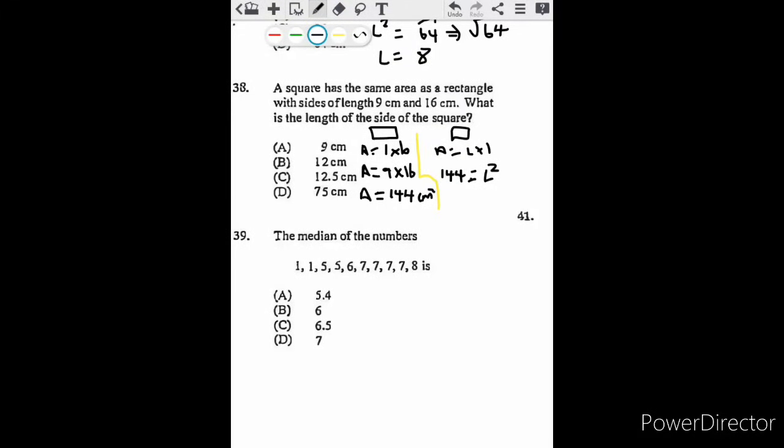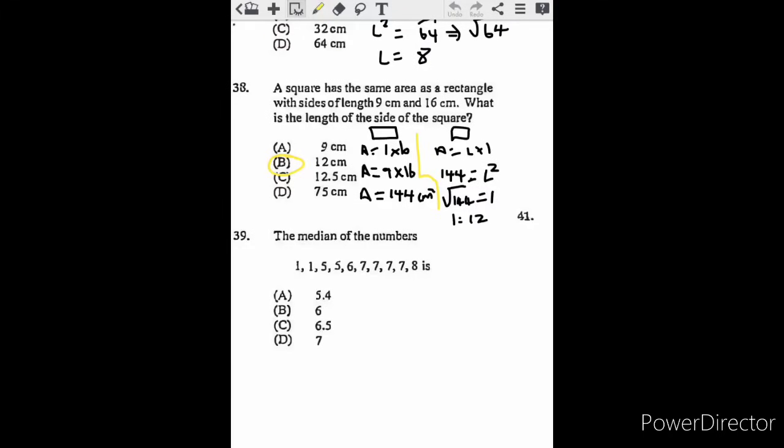To find the value of L, we now need to square root 144. So square root of 144 is equal to L. And as we know, square root of 144 is equal to 12. So L is equal to 12, and that is B.